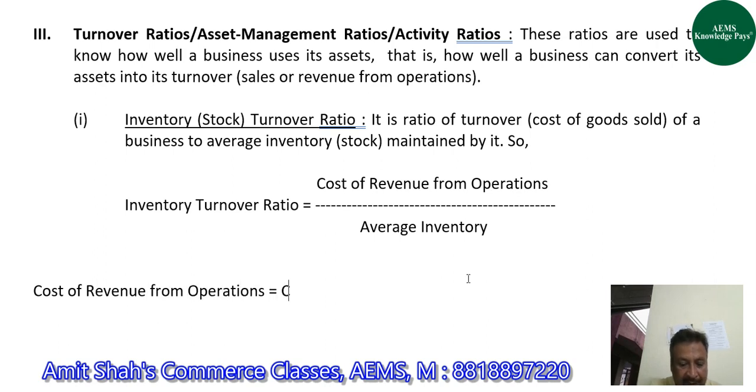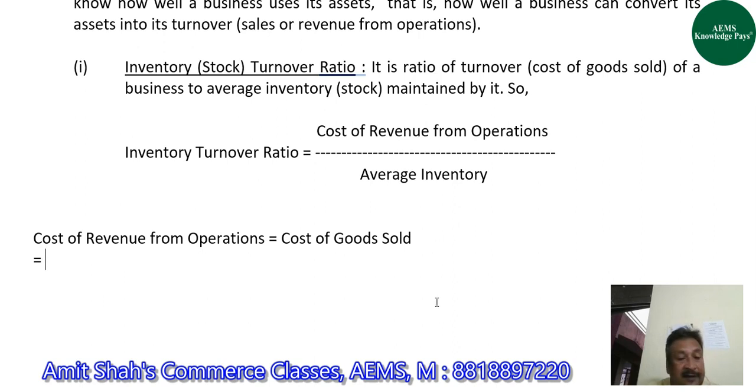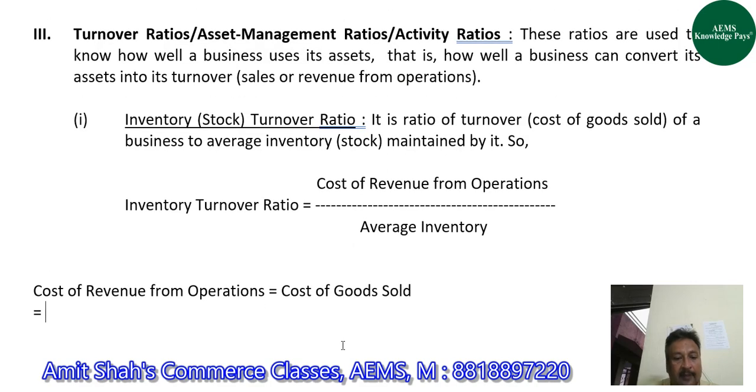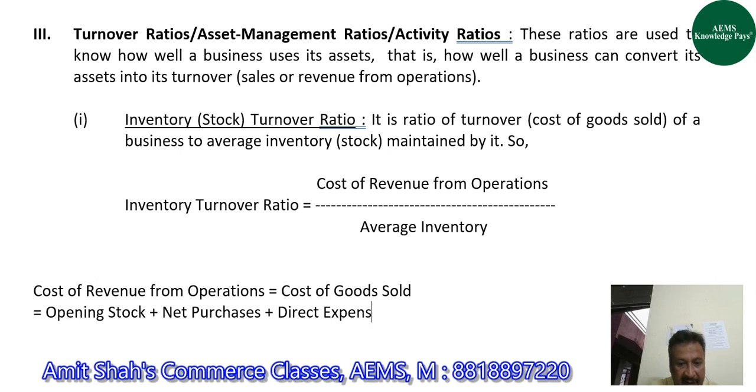Cost of revenue from operations is cost of goods sold, which you all have learned in class 11th, guys, in the final accounts chapter. That is the cost of those goods which you have sold in a year. How do we calculate that? Cost of revenue from operations or cost of goods sold? I'm asking, guys. It is opening stock plus net purchases plus direct expenses minus closing stock.